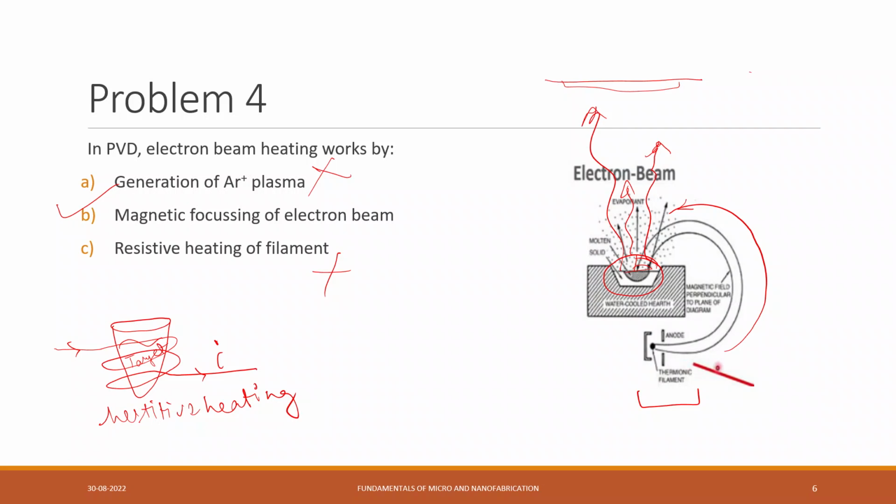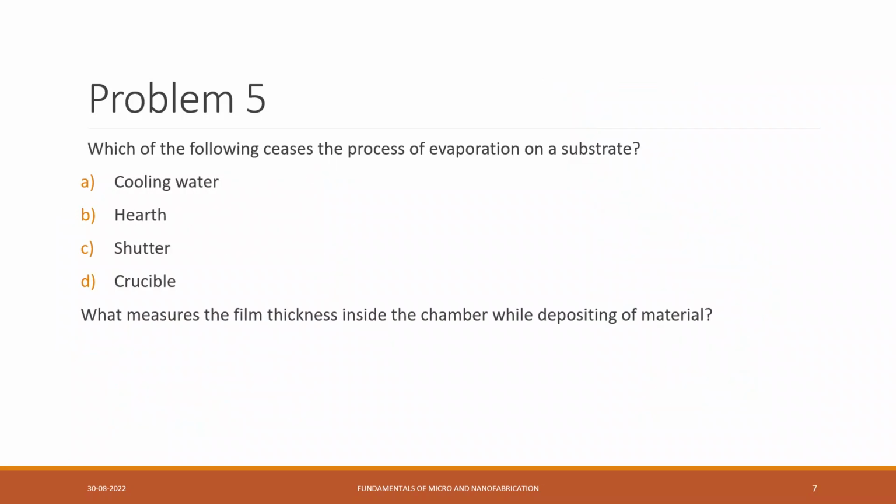Okay, let's go to the next one. So, in problem 5, this is also a question from physical vapor deposition, particularly the evaporation PVD process. In this, what is one mechanism that helps in ceasing, that is, stopping the process of evaporation on a substrate?